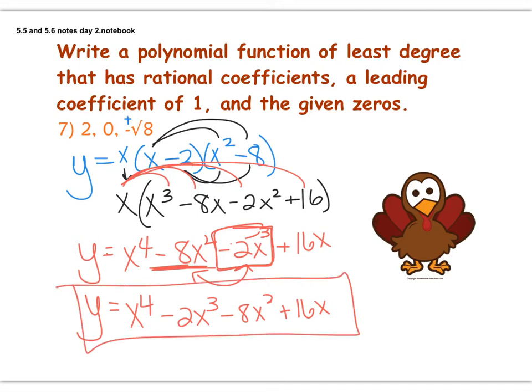Again, if I was checking this, I would graph it, and then I would look and see, does it cross at 2, does it cross at 0, and does it cross at whatever the decimal expansion is of plus and minus radical 8. Okay?